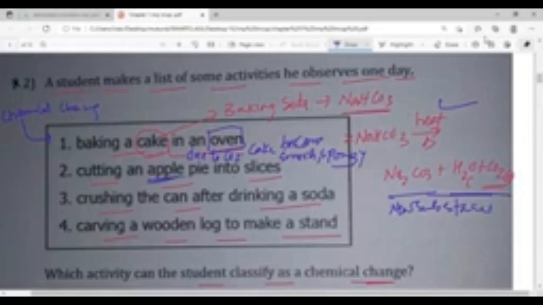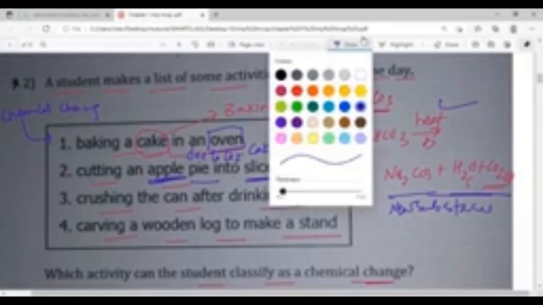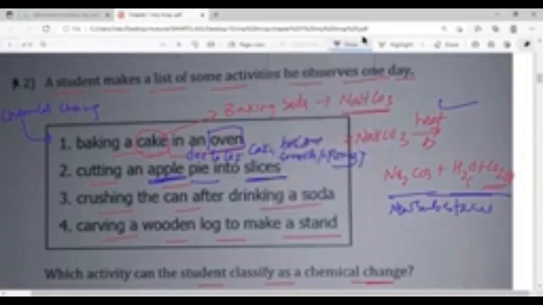But when we cut an apple pie into slices, the apple pie remains the same. Here we can say that there is no new substance formed, my dear students. Same way, crushing the can after drinking a soda. If you crush the can and throw it away, there is no new substance formed in that case. Even carving a wooden log to make a stand.